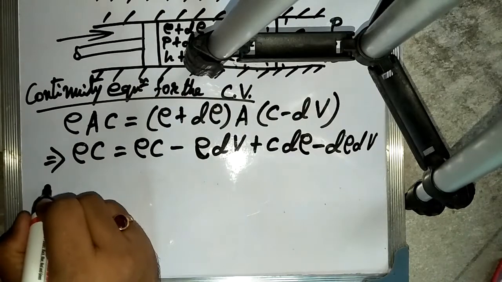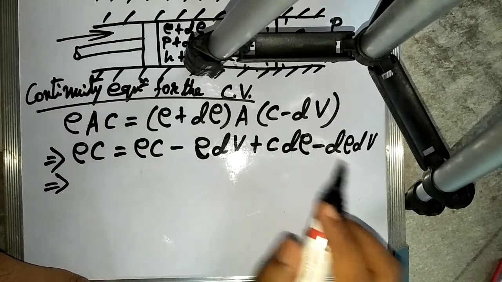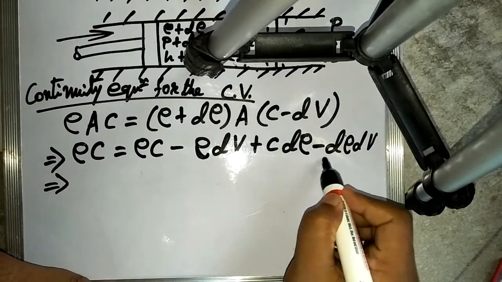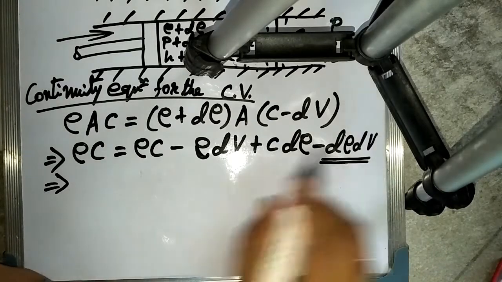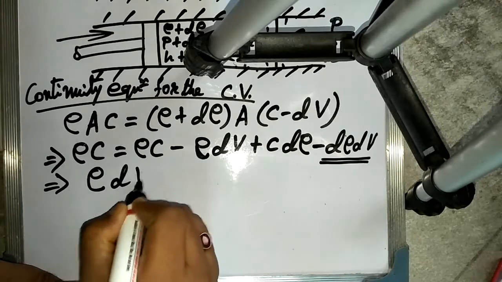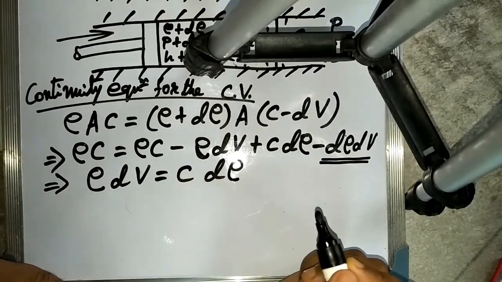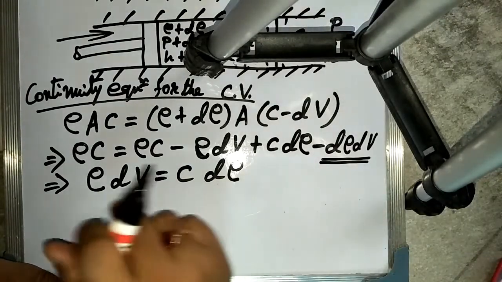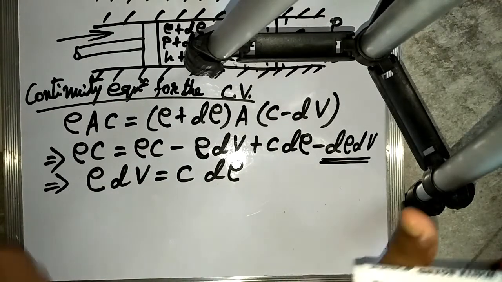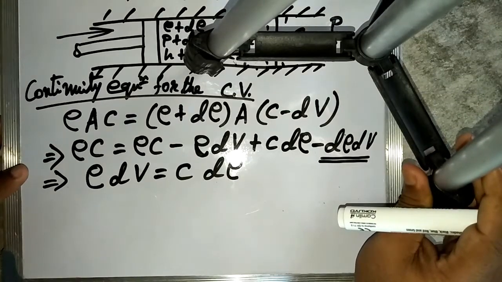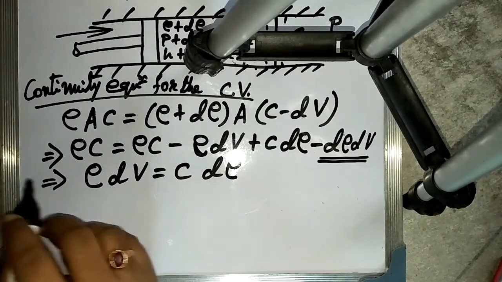By simplifying the previous equation and neglecting the very small quantity, the small multiplication, that means dv and d rho, these two are very small, we get rho dv equals c d rho. Now we're going to apply the momentum equation. From the momentum conservation law we get the momentum equation.